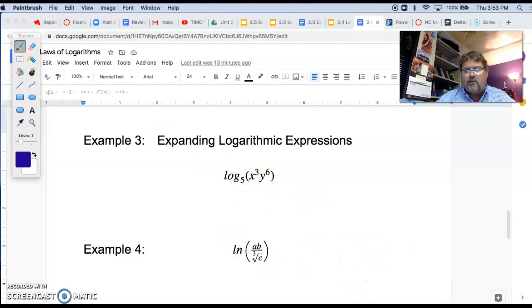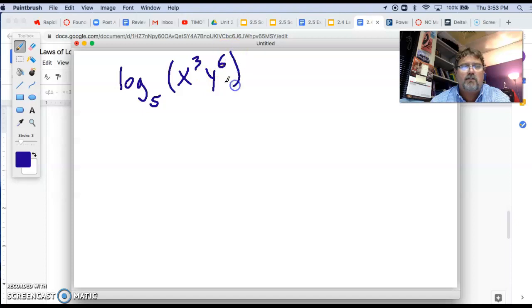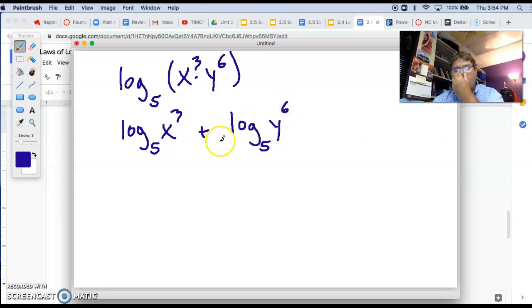And I'll start right here. We're going to have log base 5 of x cubed y to the 6th. Well, we're going to use our first property, because since that is a product, we're going to separate this and write it as a sum. And it'll be the sum of log base 5 of x cubed plus log base 5 of y to the 6th.